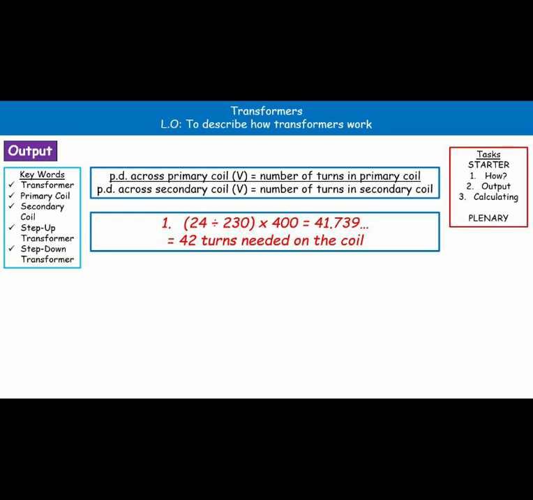So if you got that right, give yourself a tick. You can get more than one mark for this kind of question. So if you got 24 divided by 230 times 400, give yourself a tick for that bit. And then if you got the 42, you get a tick for that. So it's out of 2 this one. Give yourself a mark out of 2.